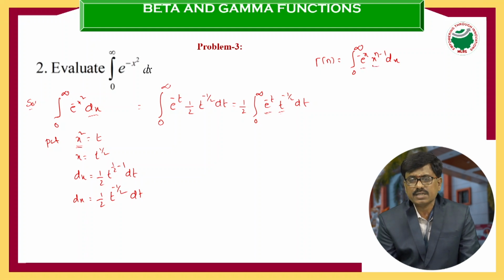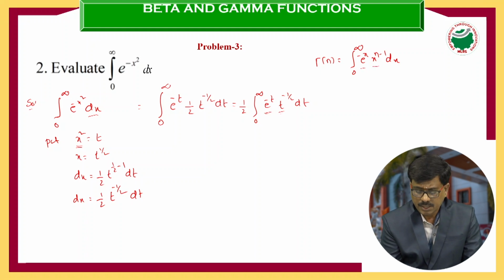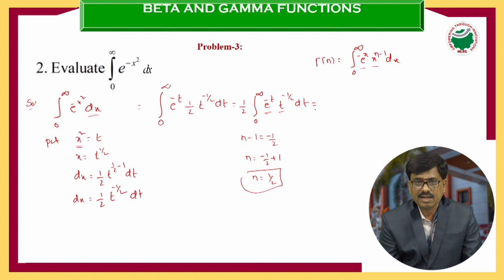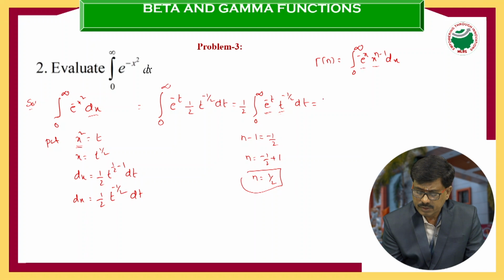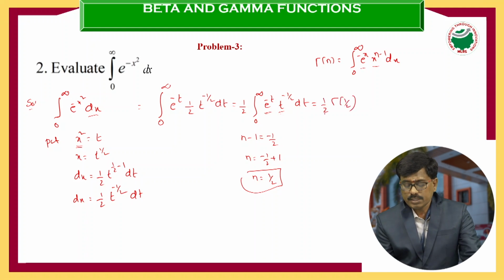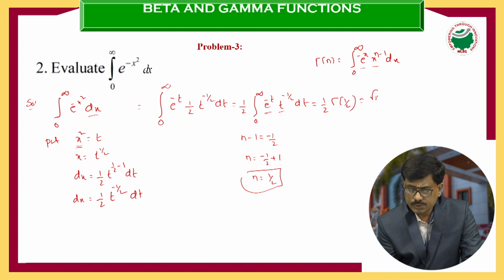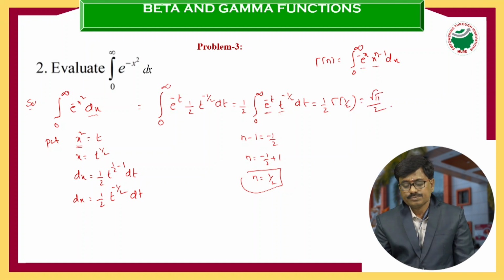What is x power here? n minus 1. Now you can compare: n minus 1 is equal to minus 1 by 2, n equal to minus 1 by 2 plus 1, n equal to 1 by 2. What is n value? 1 by 2. This entire integral value we converted into the gamma of 1 by 2. Already we know the gamma of 1 by 2 is root pi. Okay, this is the property of the gamma function.